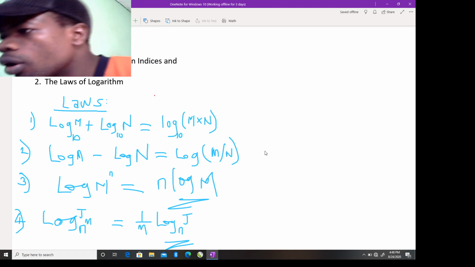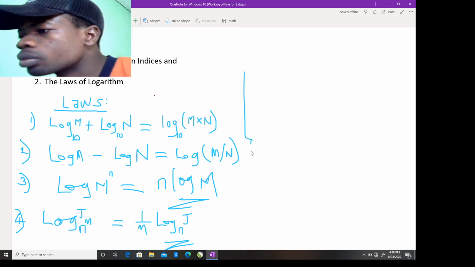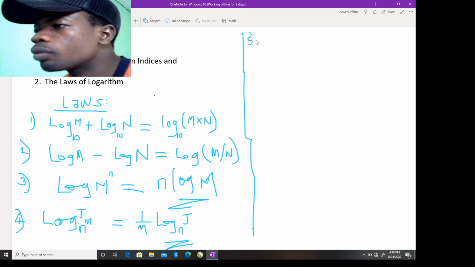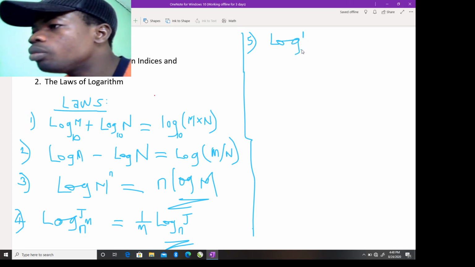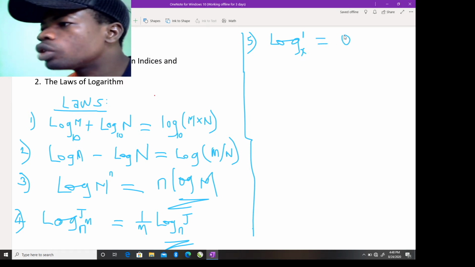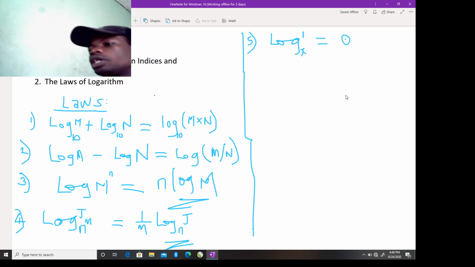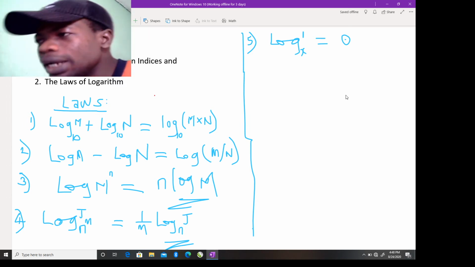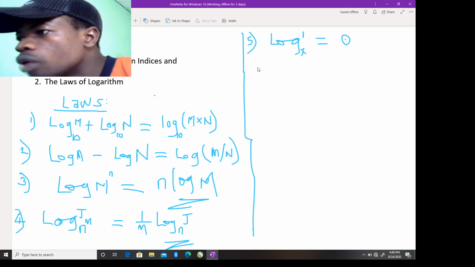This is another log law. If you also have, let's go to 5, the log of 1, log 1 to the base of anything, is equal to 0. The log of 1 to the base of anything is 0. So you have 6.